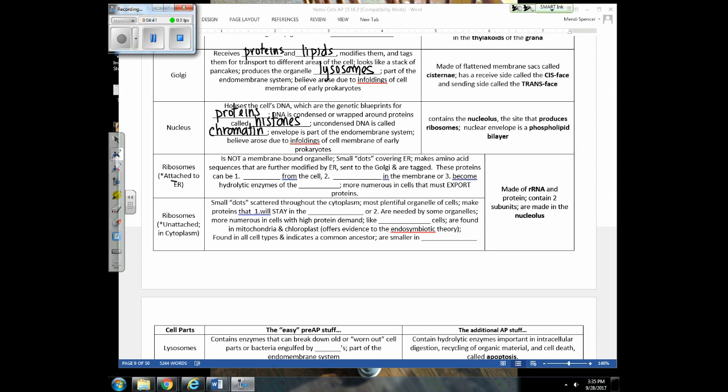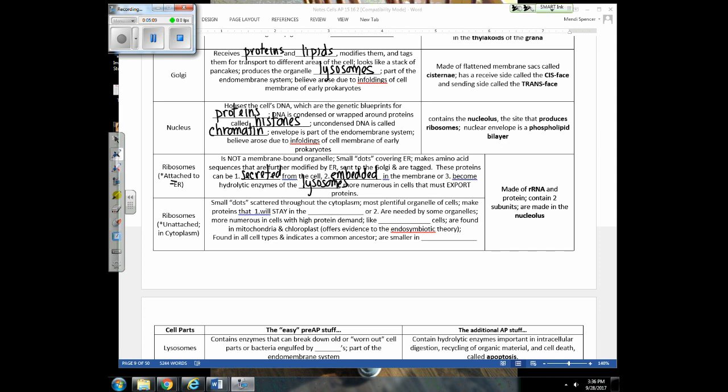Now, attached ribosomes are going to make proteins that can be secreted or exported from the cell. So these proteins are going to be sent to the membrane by the Golgi, and then they're going to be released into the environment of the cell. Some of these proteins, though, are going to become embedded in the cell because they were transport proteins or marker proteins or receptor proteins. And some of these proteins are going to end up being the hydrolytic enzymes that are inside lysosomes.